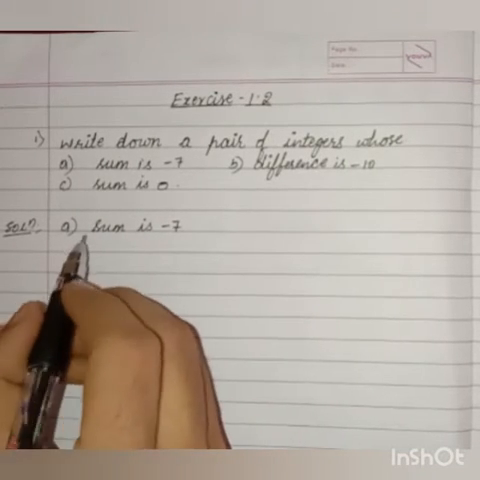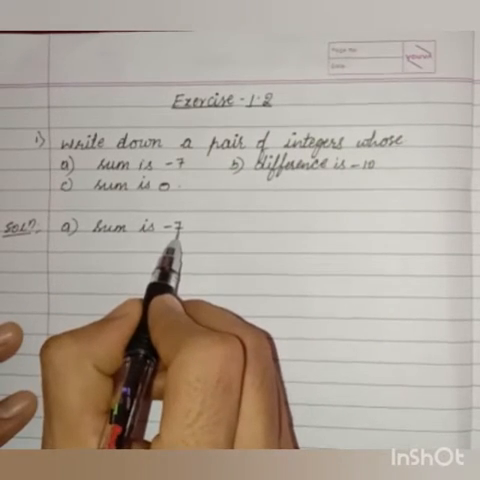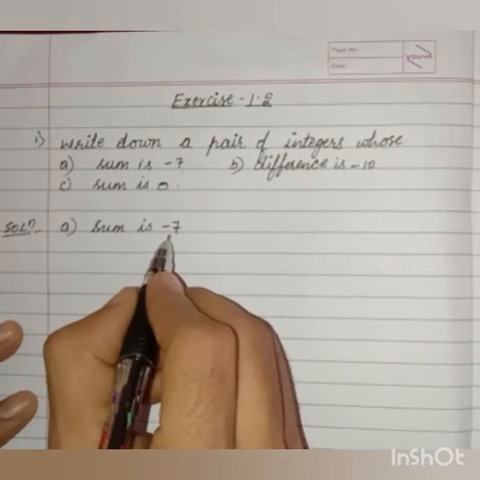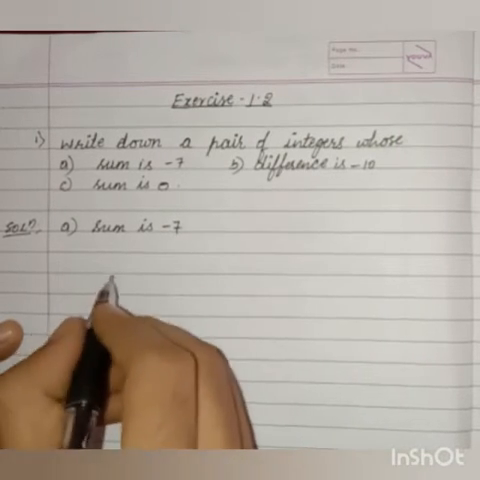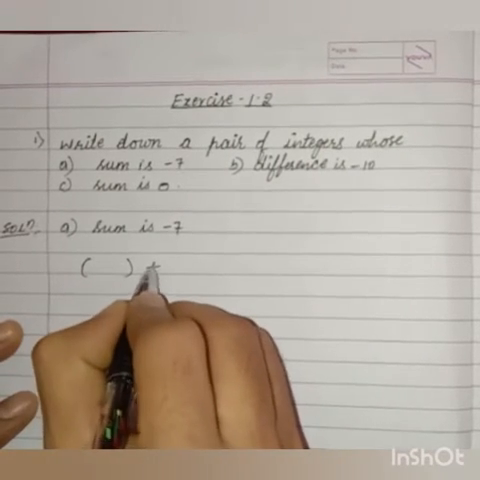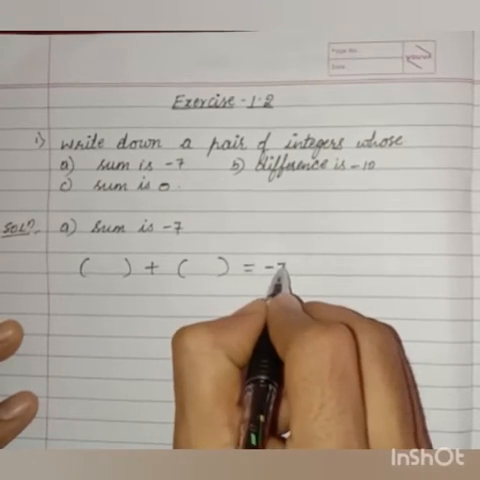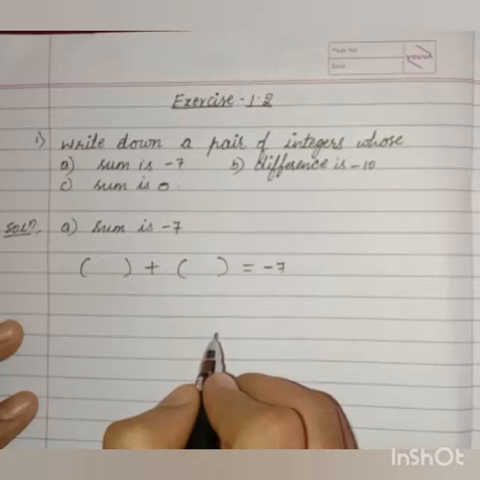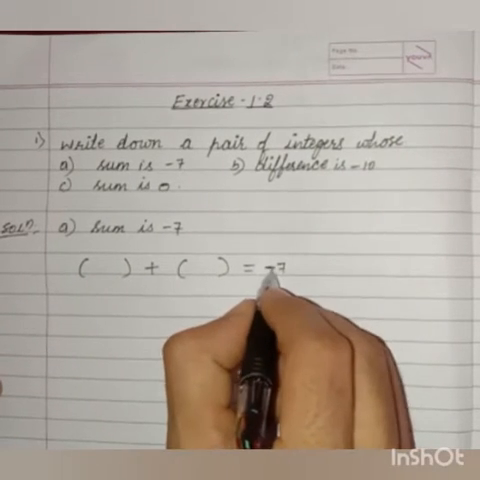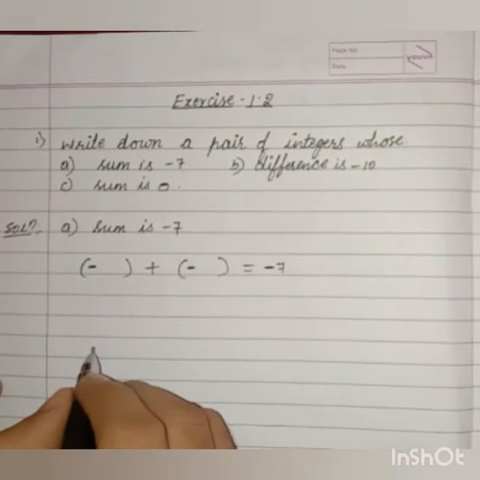Let us find out the pair of integers whose sum is -7. Okay. So, if we add two integers, the sum will be -7. Now, let us take an example. If we add two integers and the sum is negative, that is a minus sign, right? So to get a minus sign, we have to add both negative integers, right?